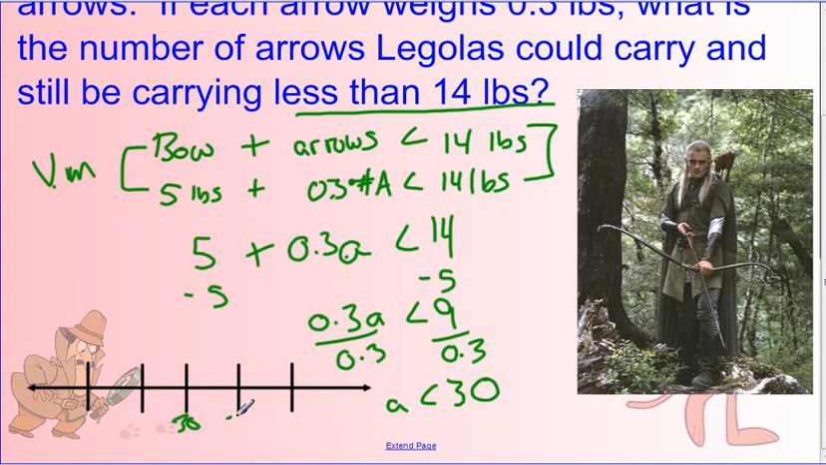So we got 30, and bigger, and bigger, and smaller would be 29, and then 28, and hollow dot, and less than. So the shade is the number of arrows he could carry and still be less than 14 pounds. He can carry less than 30 arrows. Not too bad. Not too bad at all.